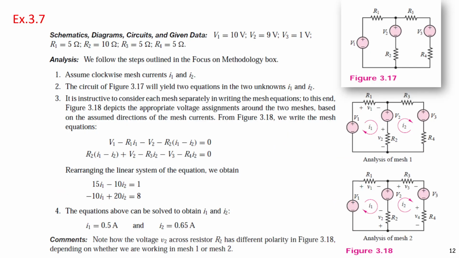Okay, let's see some example. Here we have two mesh, but without any current source. So we will solve two equations, two unknowns. In this case, we define I1 and I2 as the mesh currents. The direction is clockwise. Then we take KVL.